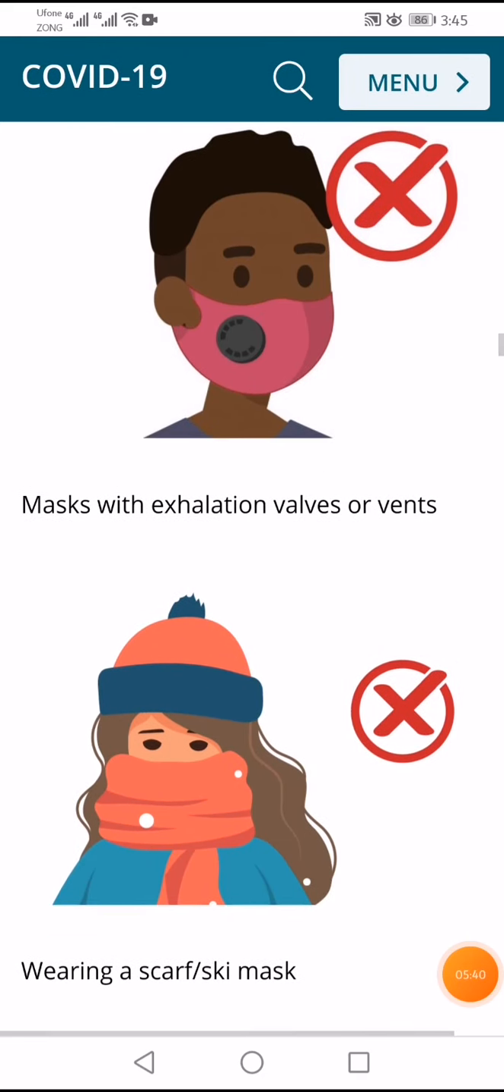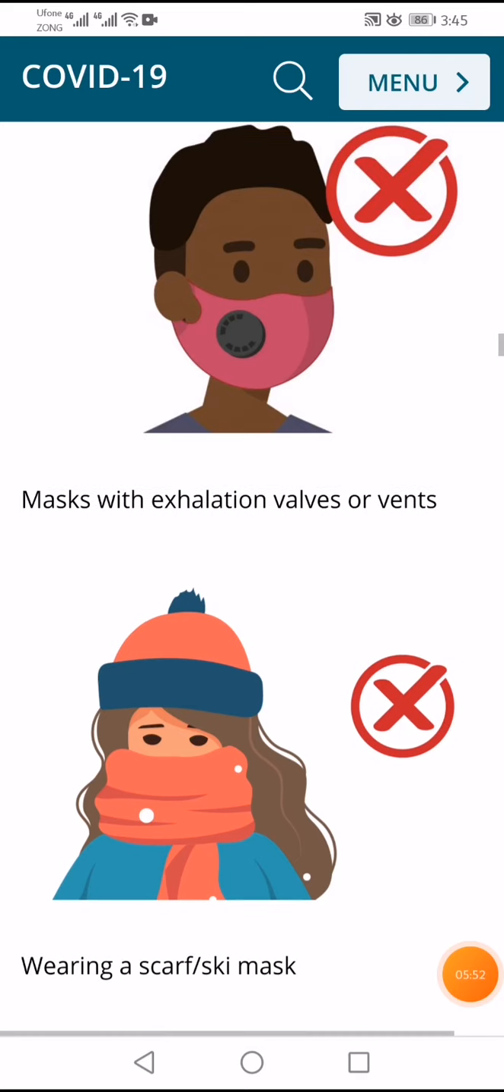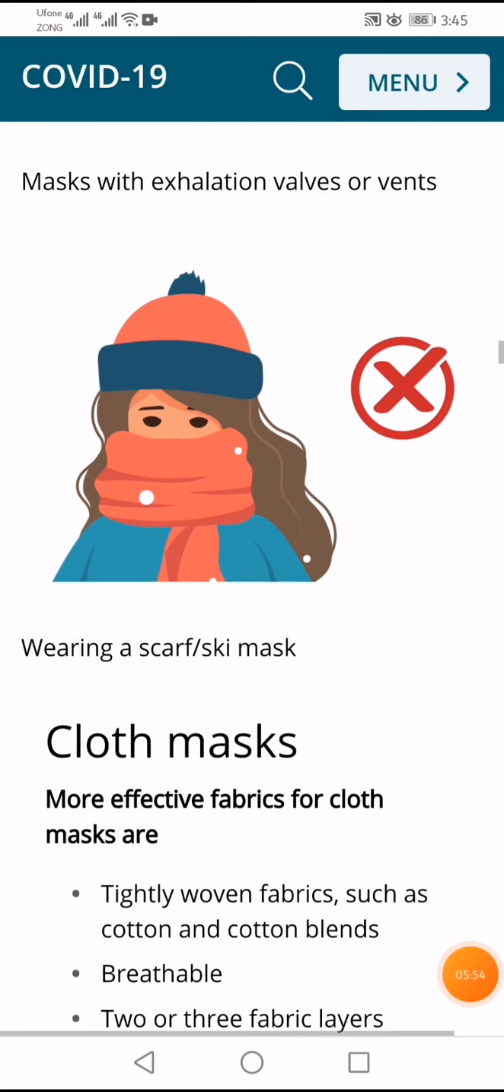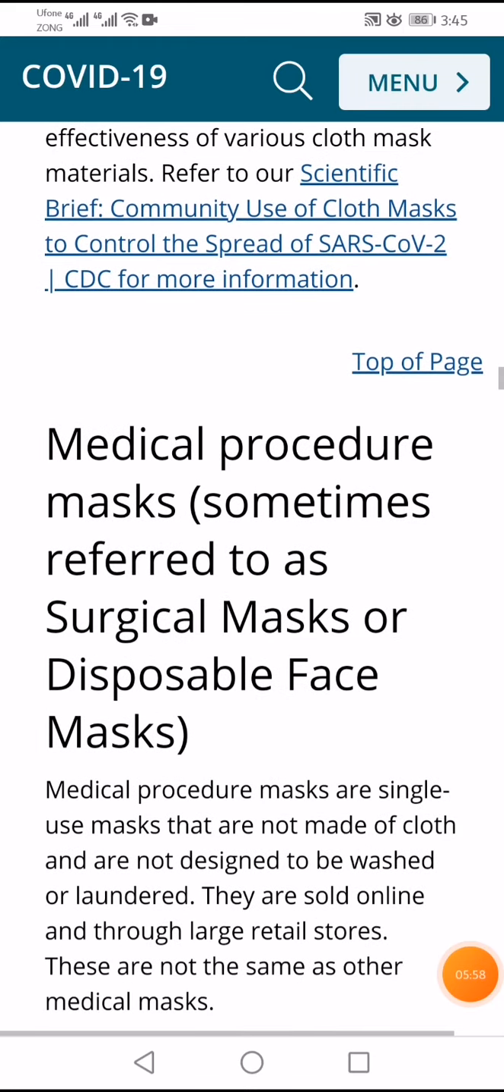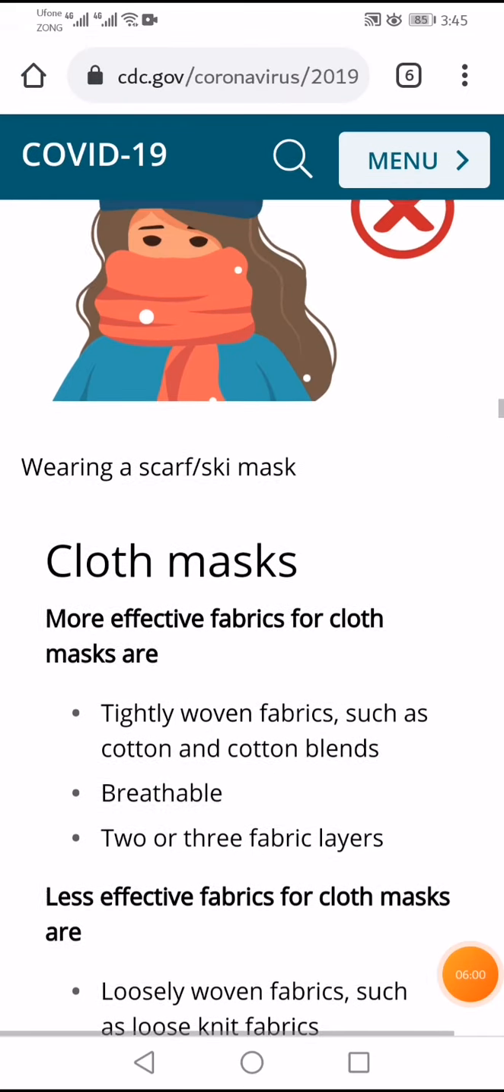And finally, wearing a scarf or a ski mask is not recommended because these are not tightly fitted to your skin. They can simply come off your skin, and you can ultimately get infected with COVID-19. Then there are a few details here for you to practice and keep safe.